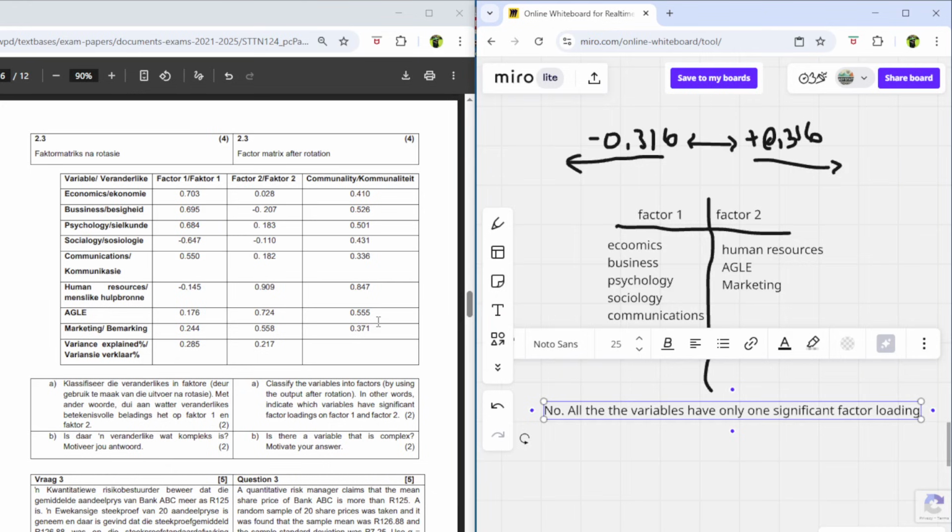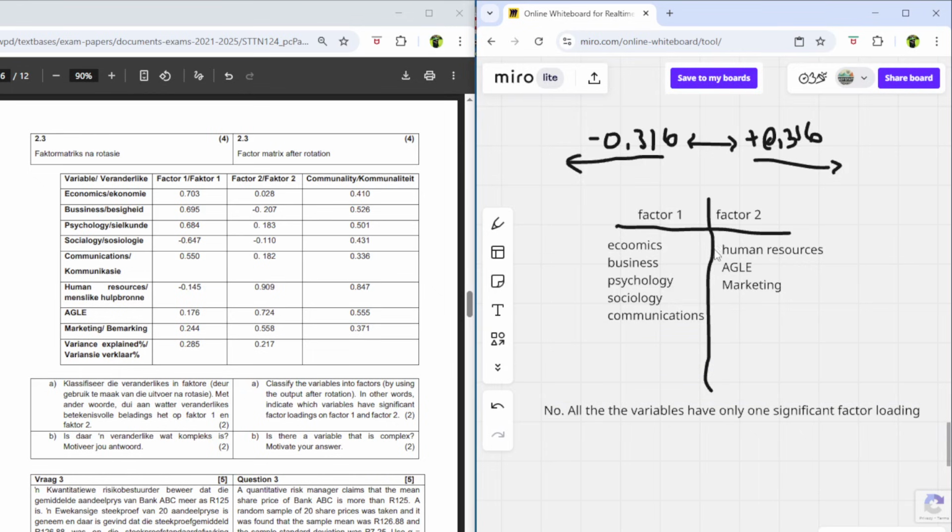And if it's a complex variable, it means the rotation was not successful. So if they also ask, was the rotation successful? In this case, you'll say yes, the rotation was successful because there are no complex variables. So the question here was asking about the complex variables. There are no complex variables because all the variables have only one significant factor loading. We don't have a variable here that is under factor 1 and under factor 2. So that is how you answer questions on factor analysis.